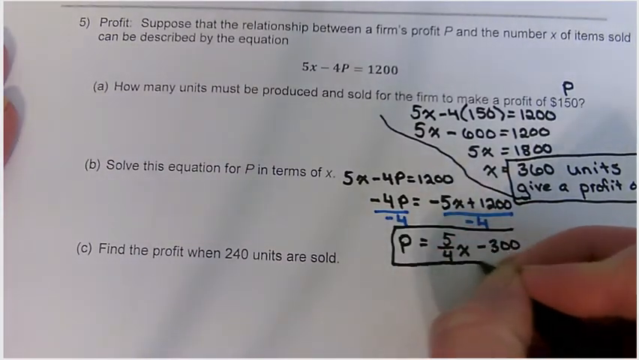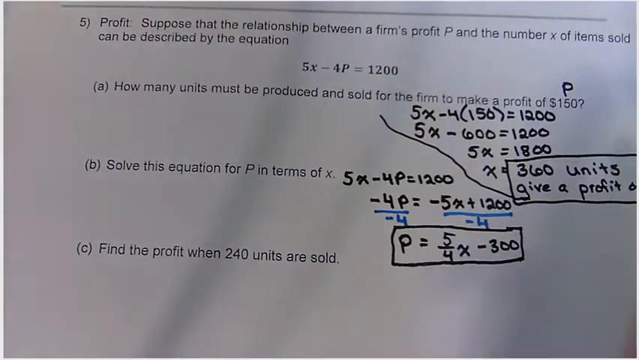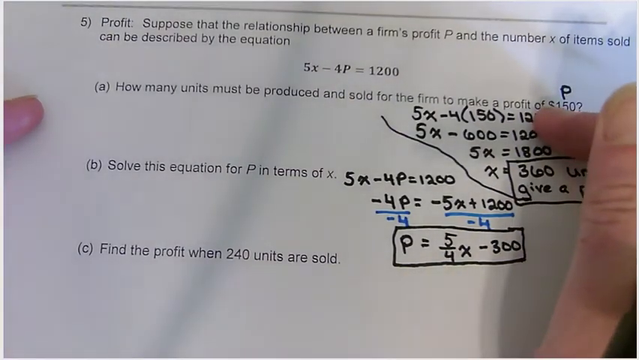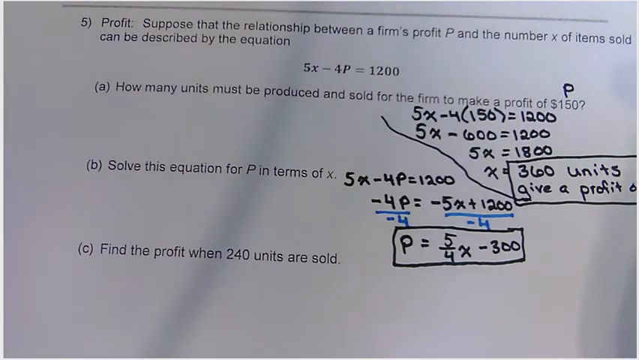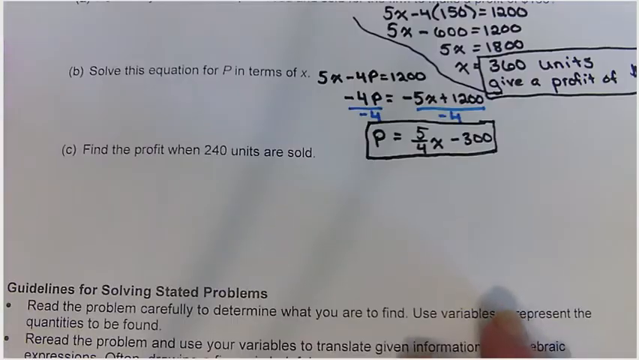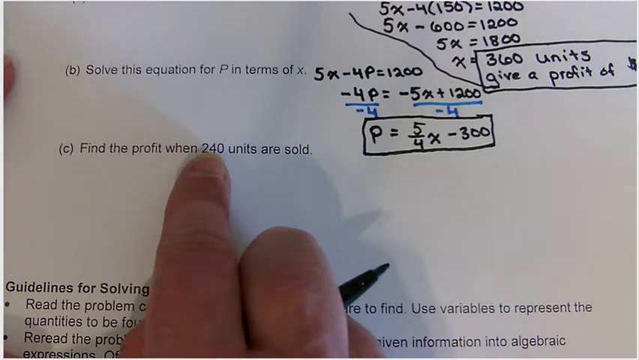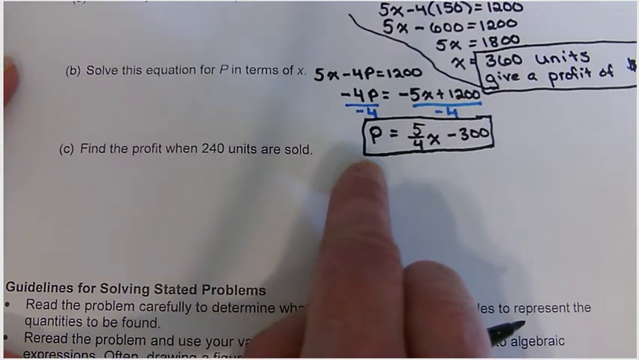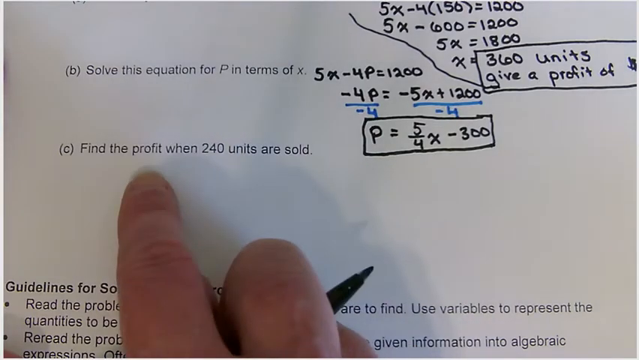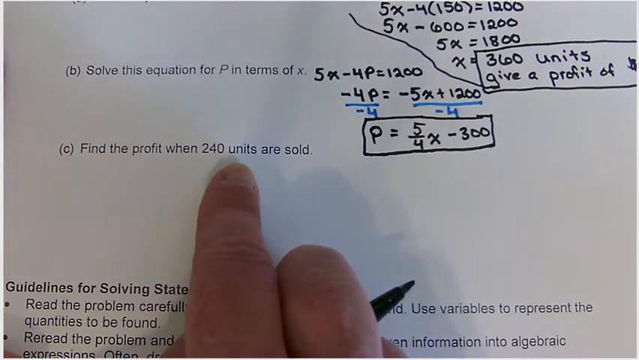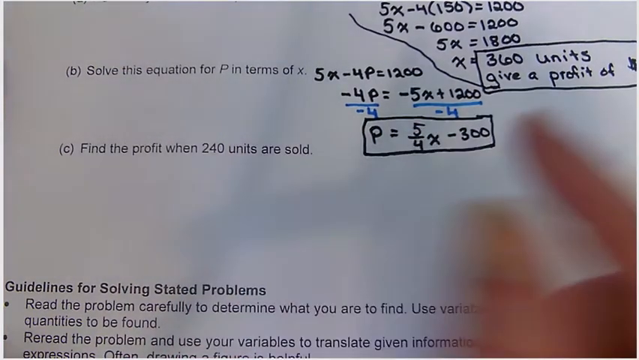Now, since this was not associated with a word problem question, we don't have to make sure our units are there or anything. Find the profit when 240 units are sold. And notice by rearranging this equation, it's a lot easier to find the profit given the number of units. All I have to do is plug in X and simplify.